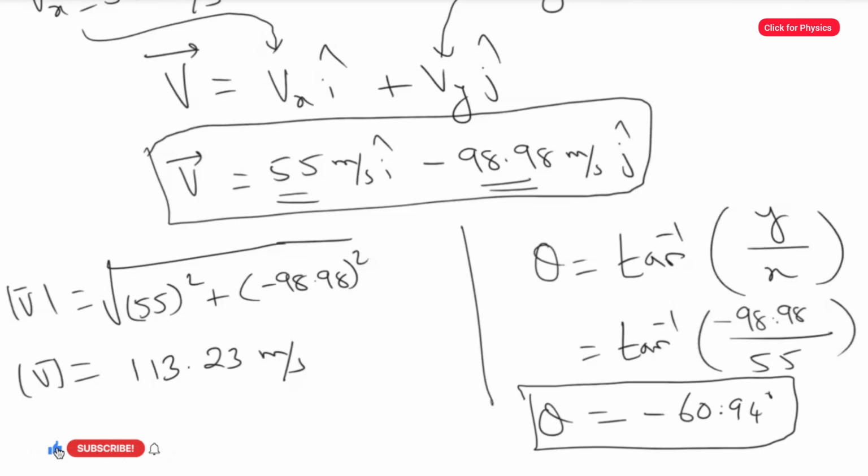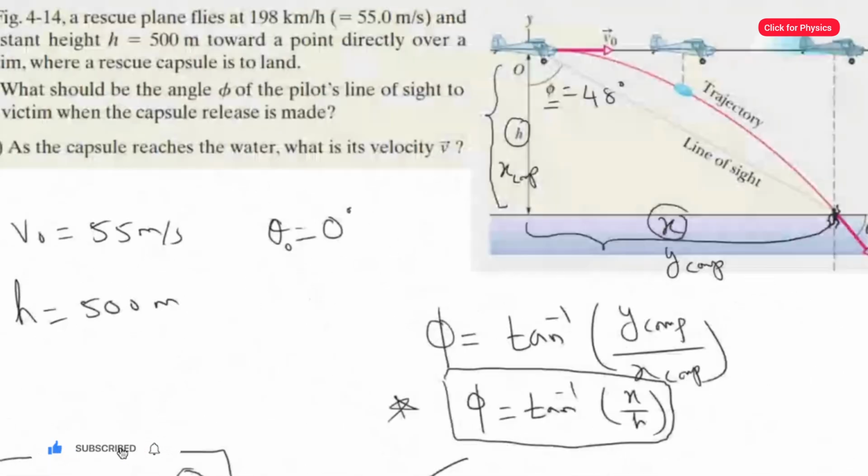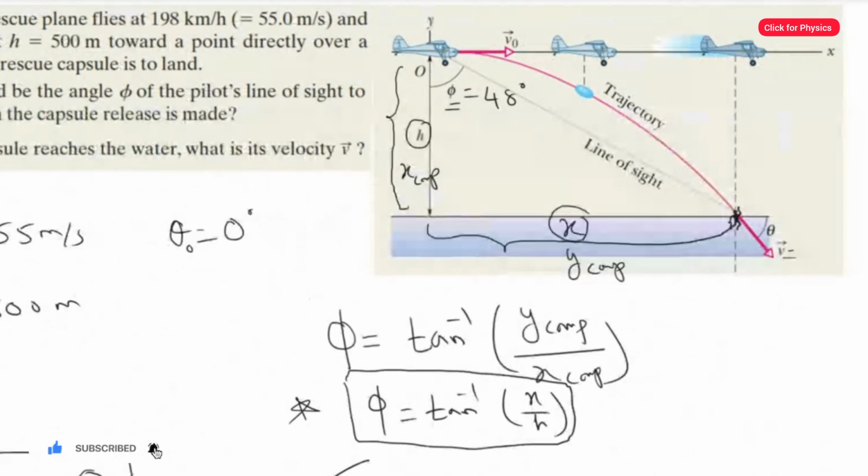That means we have to go back to the figure. So what's the angle for the theta here? The angle for the theta here is minus 60.94 degree. So this is the answer for the second question.